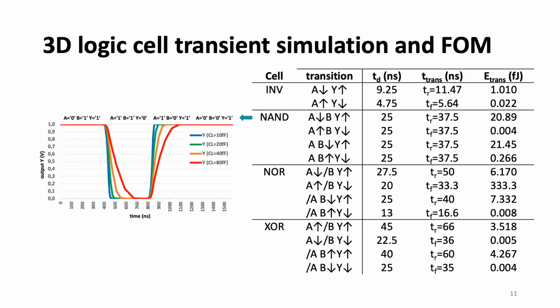As an example, we show here the results from part of a transient simulation of a NAND gate loaded with a capacitance varying from 10 to 80 femtofarad under 1 volt supply voltage. The whole simulation, involving several evaluation cycles, is completed in 100 to 120 seconds, demonstrating the successful use of the compact model.